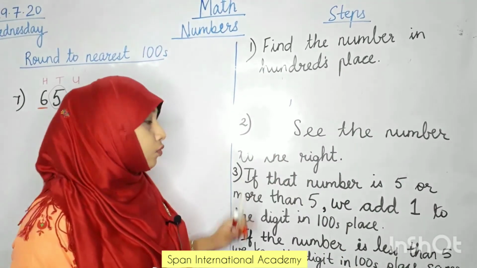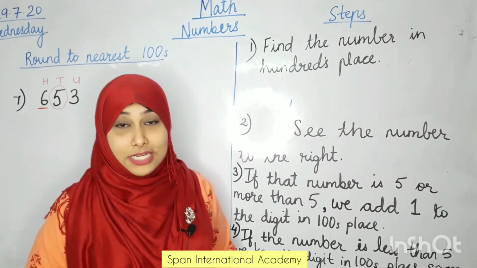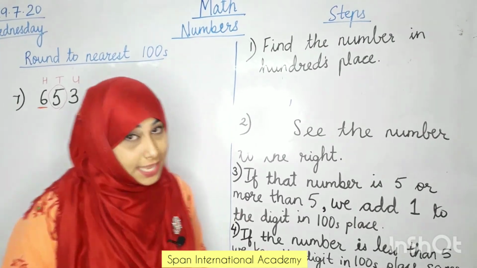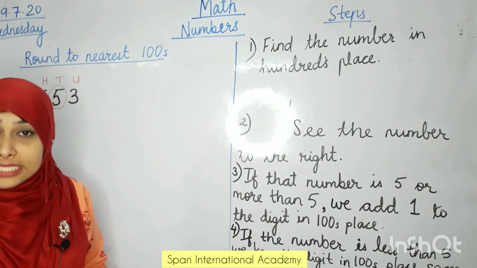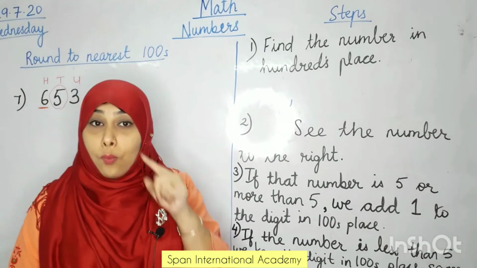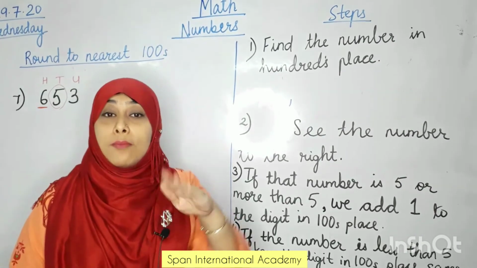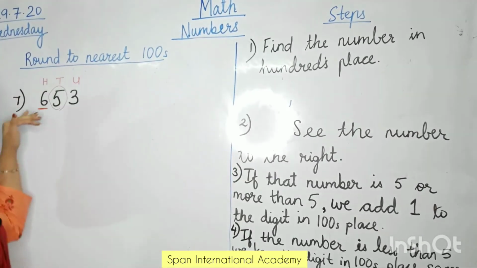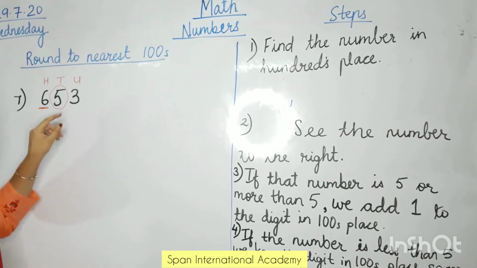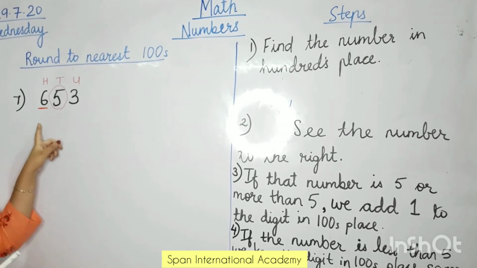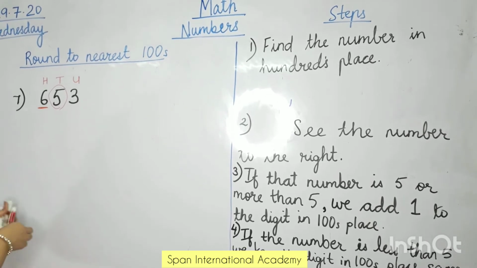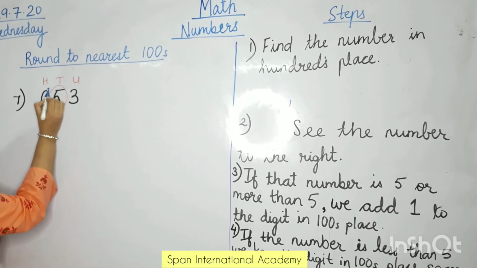Now I will move ahead to my third step. What does my third step tell us? It tells us we have to add 1 to the digit in the hundreds place. But when? When the number is 5 or more than 5. So over here in 653, I have the number exactly 5. So I have to add 1.